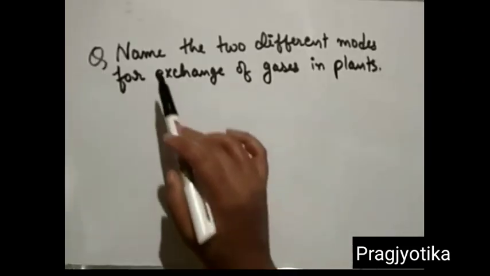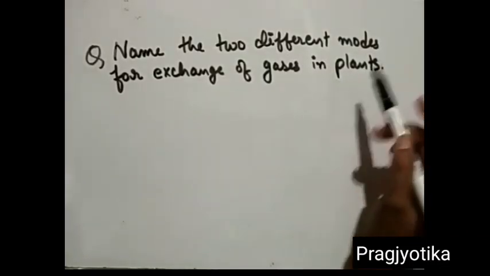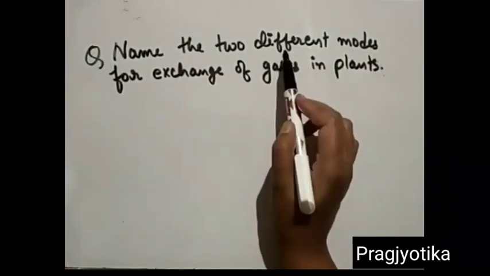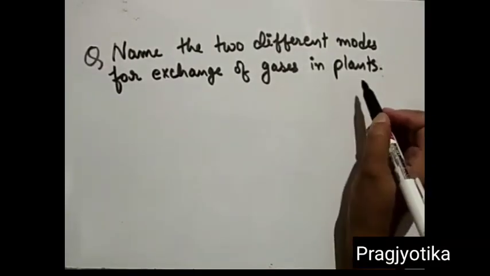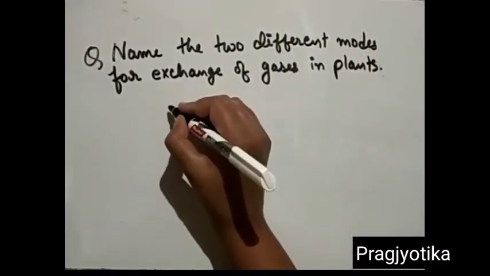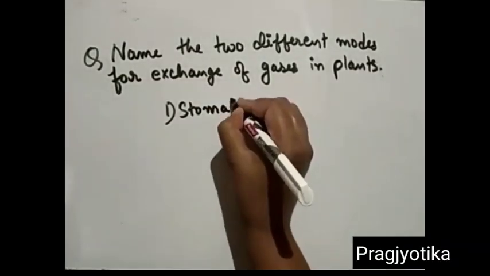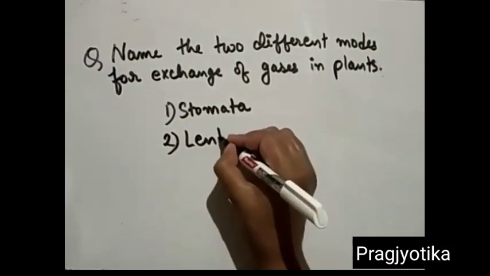Our next question is, name the two different modes for exchange of gases in plants. The answer is, the two different modes for exchange of gases in plants are number 1, stomata, and number 2, lenticels.